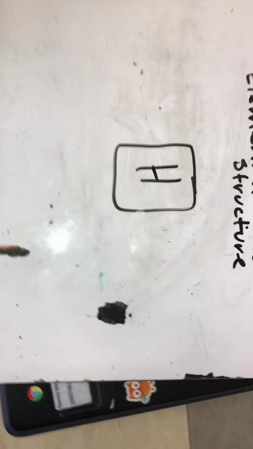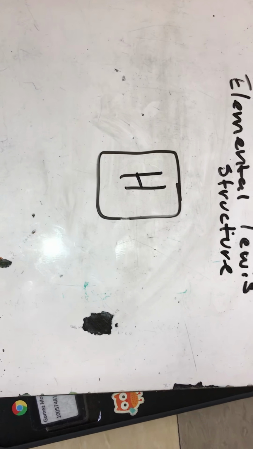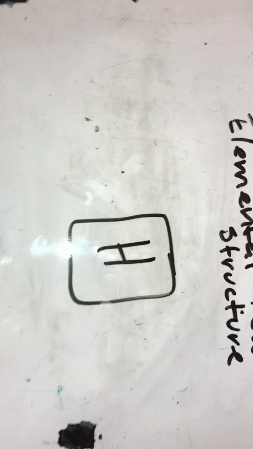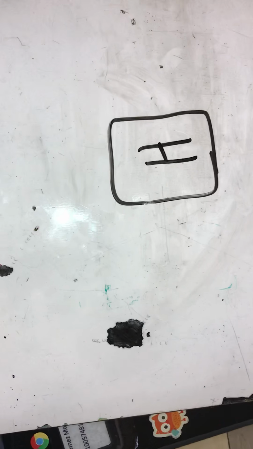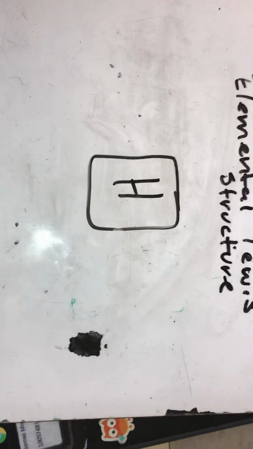But first, after we do that, we have to know where to put the dot. We have to know where the dots go because you can't just put them wherever, because there's a special rule for this elemental Lewis structure.